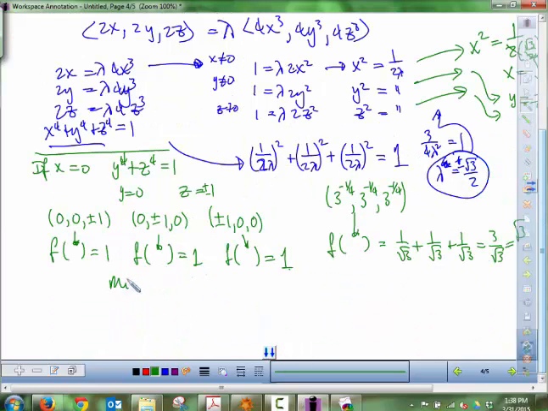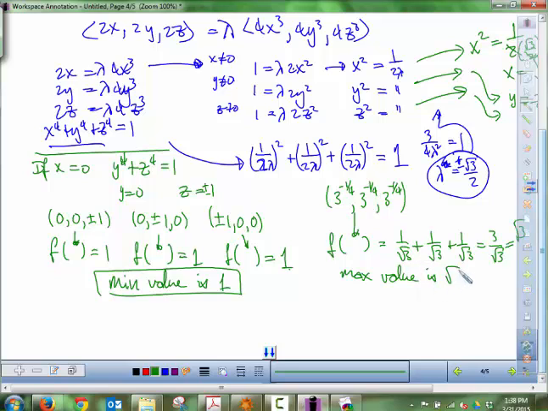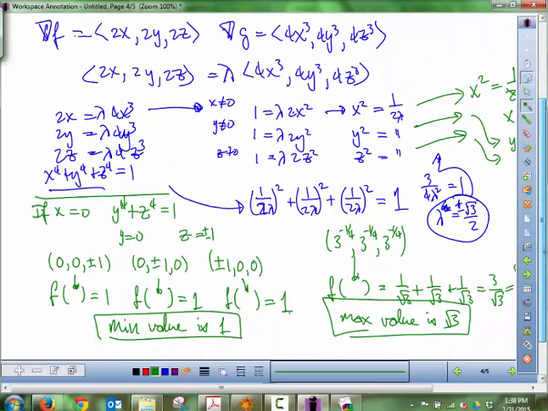So the minimum value is 1, and the maximum value is root 3. Okay? All right. That was fun.